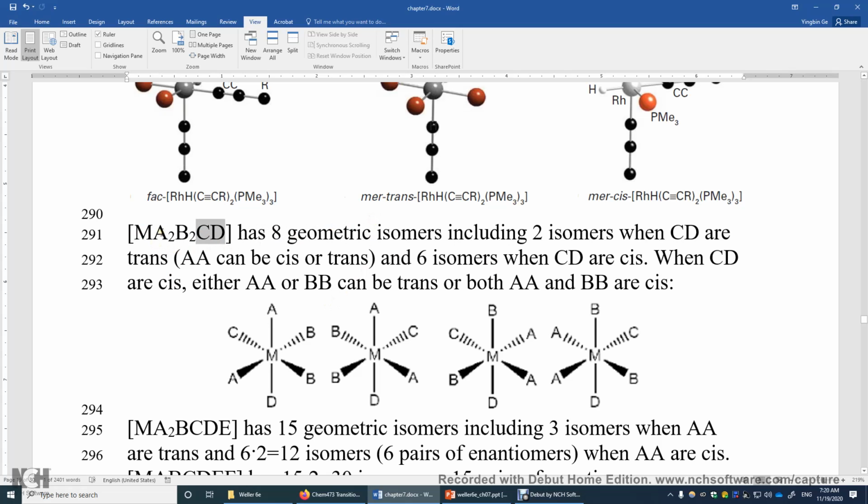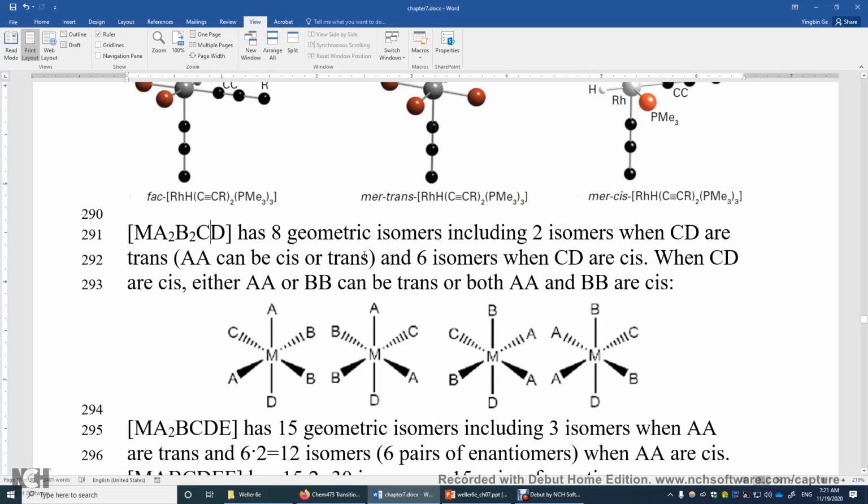And then MA2B2 will be on the same plane. So let's say you put C on top, D on the bottom. And then MA2B2 will have to be on the same plane in the middle. The two A's can be trans, or the two A's can be cis. When these two A's are trans, the two B's will have to be trans. When the two A's are cis, the two B's will have to be cis. So we have these scenarios that include only 2 isomers.